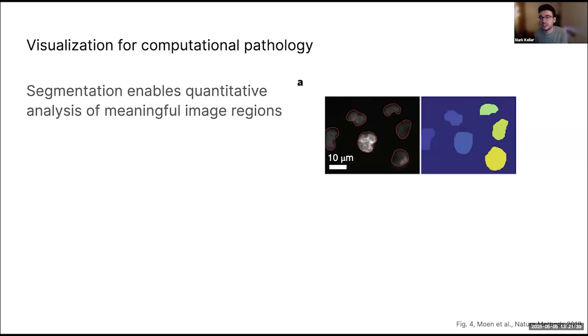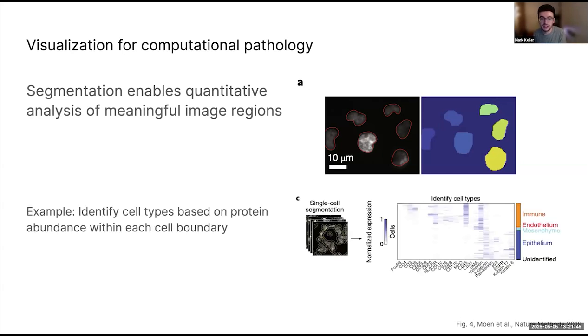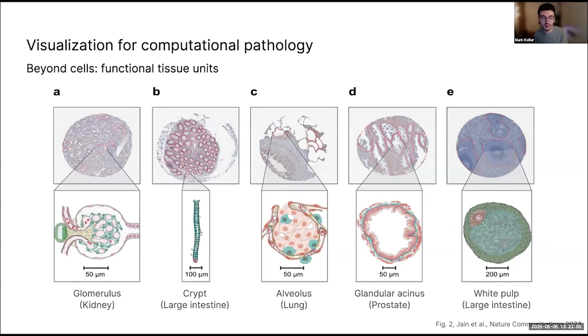So for background, there's this process of segmentation where you identify different regions of an image, like here are these cell boundaries, which then enable you to derive some information or to understand, for example, which cell types are in the image based on the protein abundance within each cell boundary. But we can do this for other structures in the image as well, like these functional tissue units, like the glomerulus in the kidney, for example.